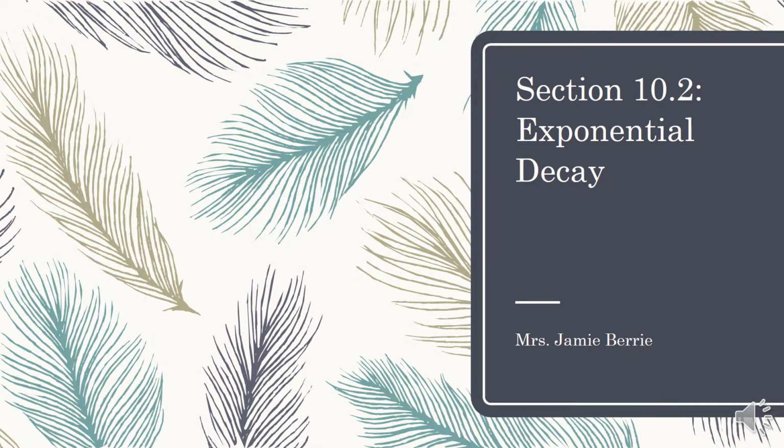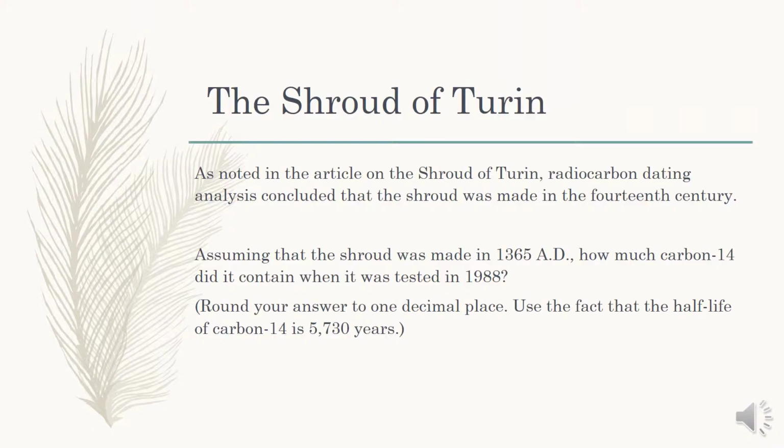In this video, I'm going to cover section 10.2, which is about exponential decay. This first problem comes from the homework, and it references an article that I'm going to show you on the next slide. It says, as noted in the article on the Shroud of Turin, radiocarbon dating analysis concluded that the shroud was made in the 14th century.